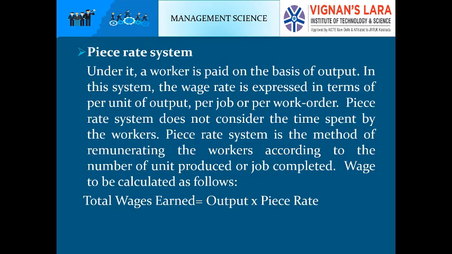Wage is calculated as follows: total wage earned equals output into piece rate. Finally, while calculating the remuneration or wage, we take only the number of units produced, not the time spent by the worker, or the number of units completed with reference to his total allotted units. This is known as the piece rate system.